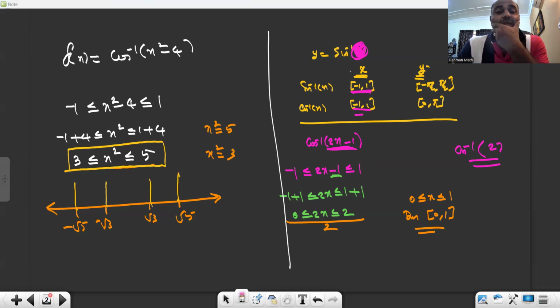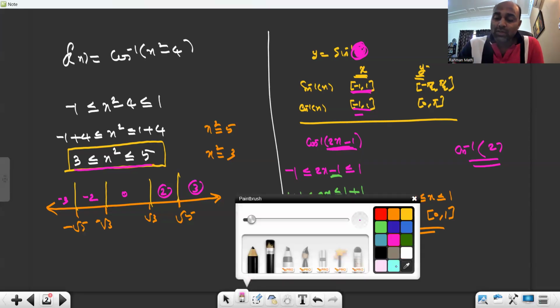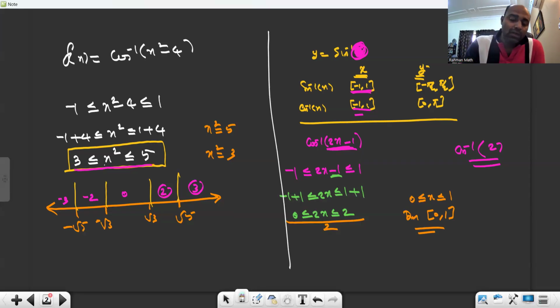Root 5 means 2.23. So a value you take from here, I took 3. Root 3, here you can take 2. Here you can take 0. Here you can take -2. Here you can take -3. Substitute here, then check whether you are getting a true statement or a false statement. I'm substituting 3. 3 square is 9. 9 does not lie between 3 and 5. Rejected. Don't take any point from there.